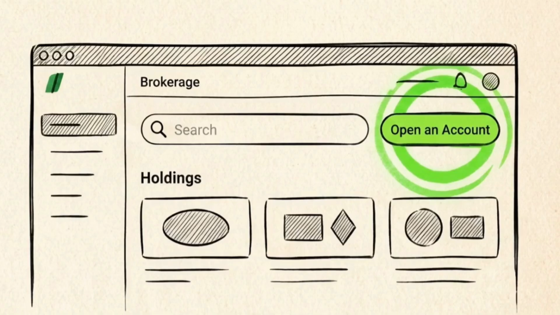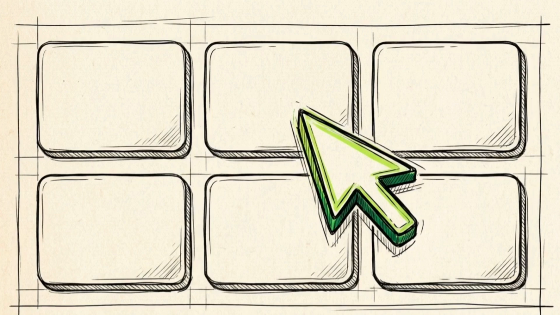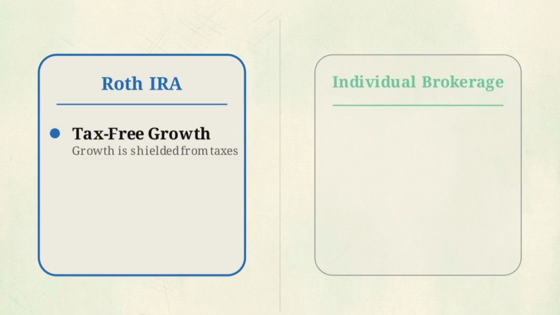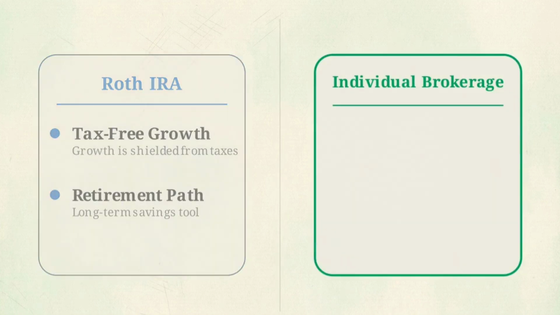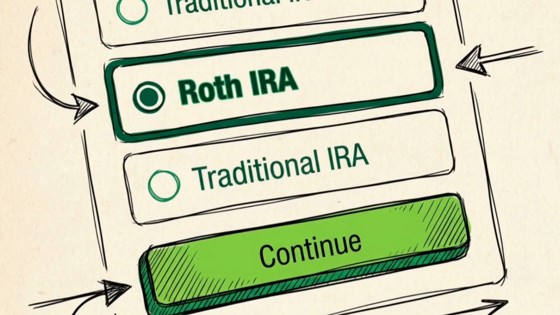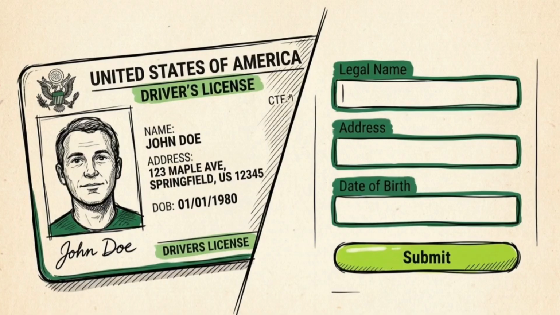Go to fidelity.com and click the green button in the top right corner that says Open an Account. This takes you to a screen where you must choose your account type. A Roth IRA is a tax-free retirement account where growth is shielded from taxes, making it a powerful long-term savings tool. An individual brokerage account is flexible, with no age or withdrawal rules, but you will pay taxes on investment gains. While both accounts have their place, starting with the Roth IRA provides a significant tax advantage for a new investor. Select that option to continue.